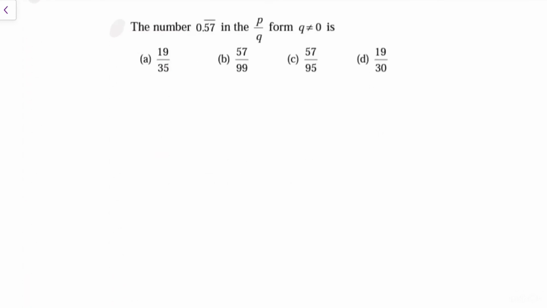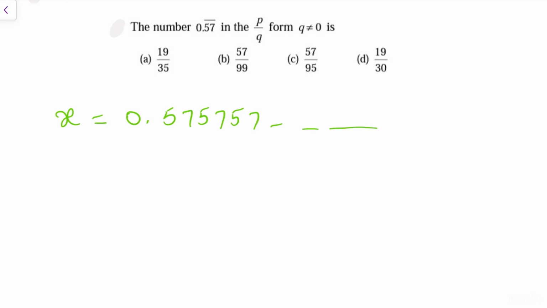Next, the number 0.57 whole bar. In the previous case, the bar is for only the digit 7, whereas in this case, the bar is for 5 and 7 both. So first take the given question as x. x is equal to 0.57 with the bar on both, right? So 57, 57, 57 and so on. Here 2 digits are repeating, so we need to multiply with 100.